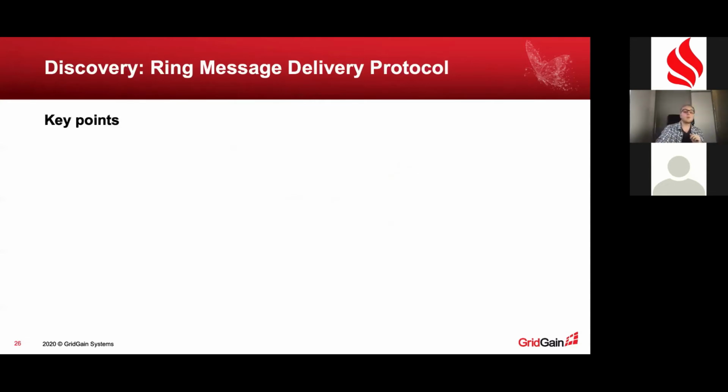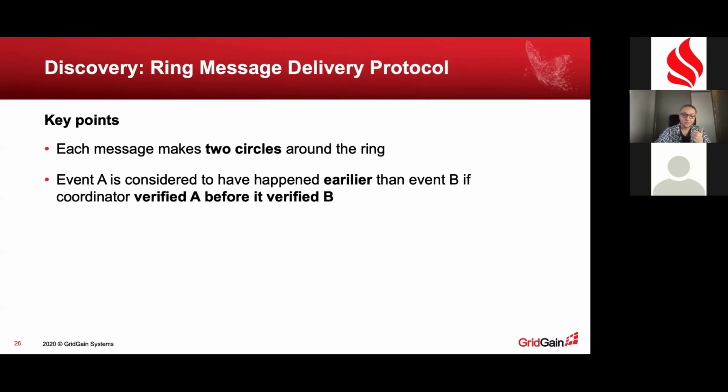Key points about the protocol. First, we noticed that each message makes 2 circles around the ring. The first circle is just to make it to the coordinator, and the second circle is to actually be delivered and processed by all of the nodes in the cluster.